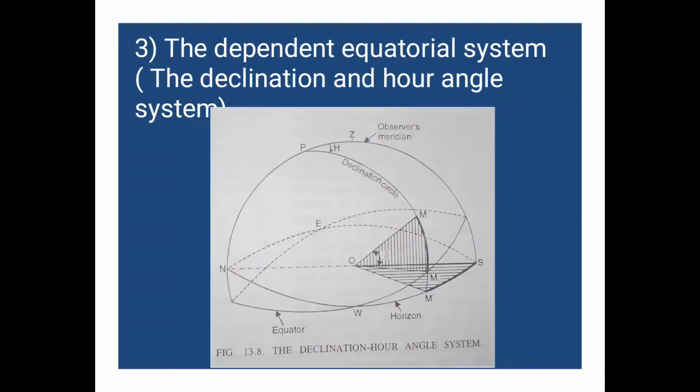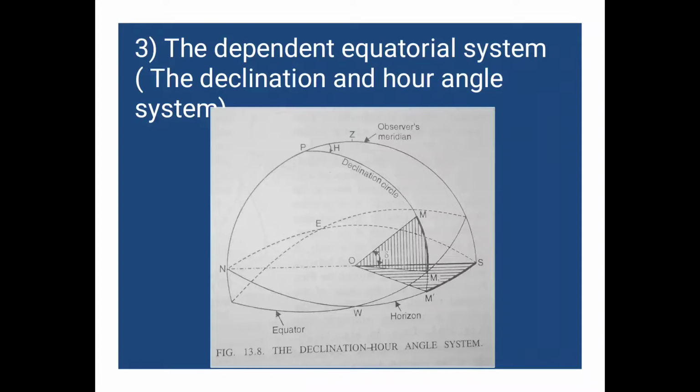Then the third method is the dependent equatorial system, the declination and hour angle system. In this system, one coordinate is dependent on the observer's position, and the other coordinate is independent of the observer's position. The two great circles of reference are the horizon and the declination circle through the celestial body. The first coordinate is the hour angle. In this system, the hour angle is the angular distance along the arc of the horizon measured from the observer's meridian to the declination circle passing through the body.